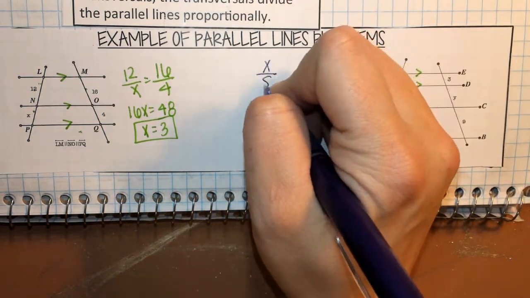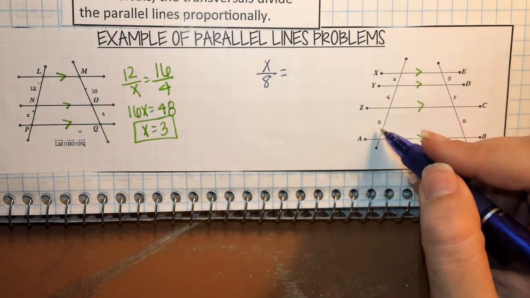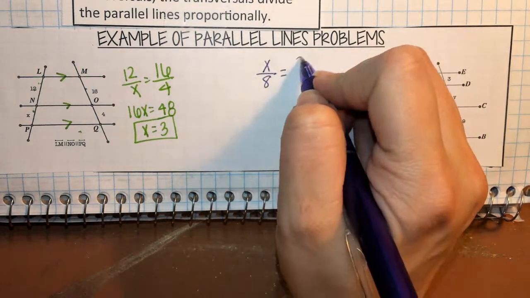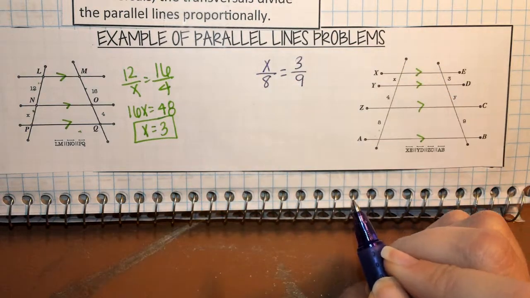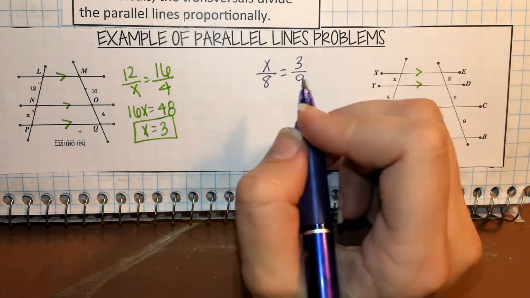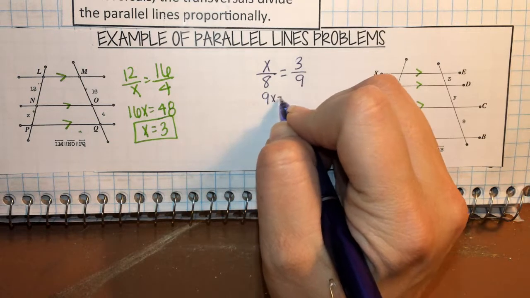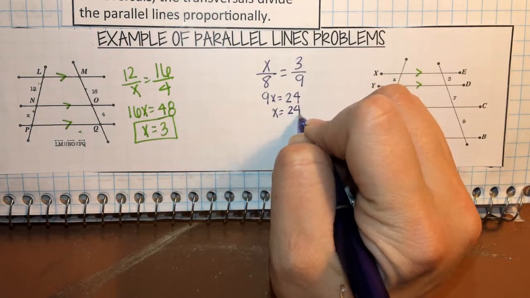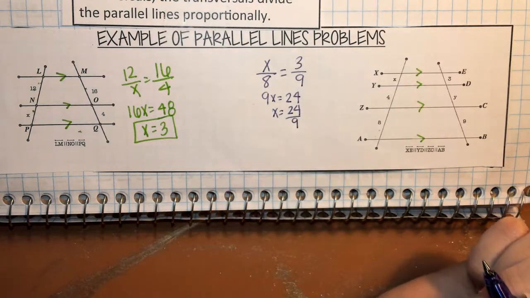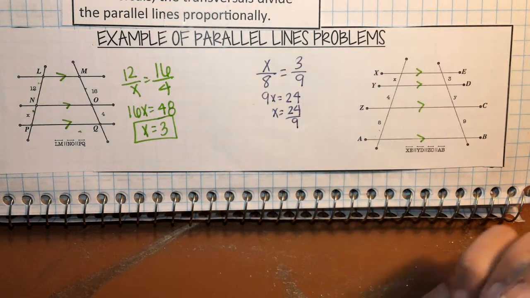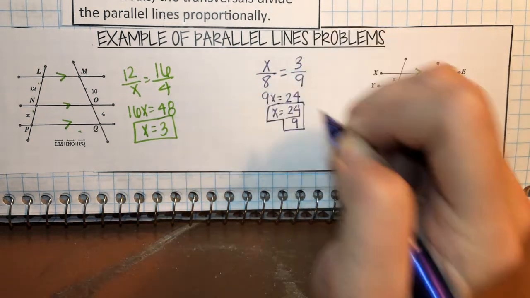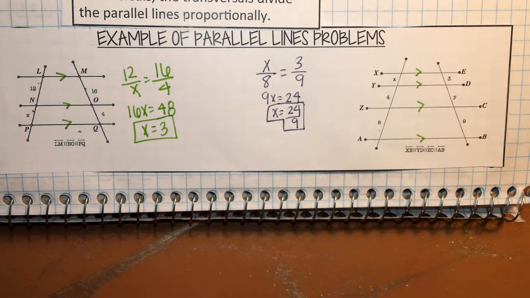So let's do x divided by 8 equals, so those are on the same side. What would we do over here? 3 divided by 9. We cross multiply, and x would equal, and I'm trying to learn how to write smaller, guys, I promise. Leave it as a fraction. Circle, box, heart, star, baby Jesus, your answer.